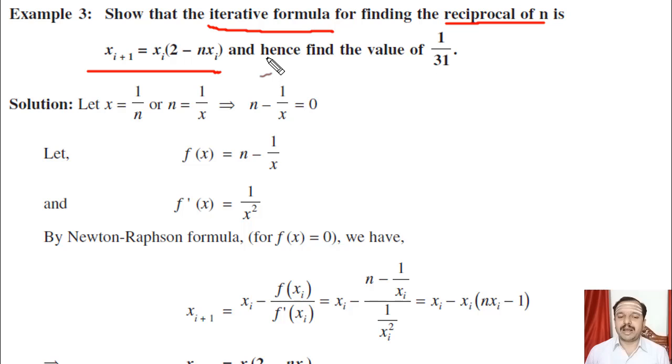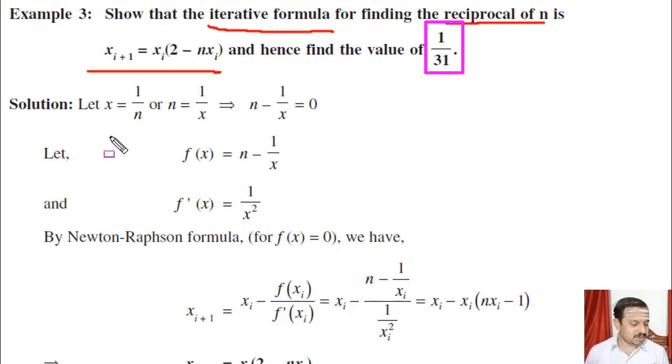After arriving at this expression, we have to find the approximate value of 1 by 31. That is, once we get the expression, by using it we should be able to get the value of 1 by 31. I will explain how that process proceeds. Please follow the solution.